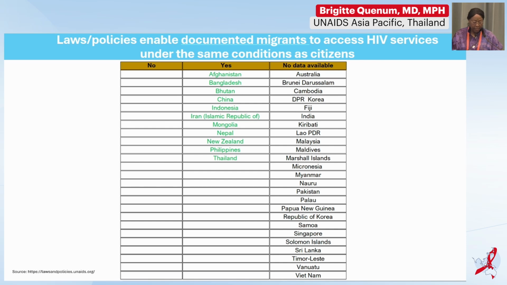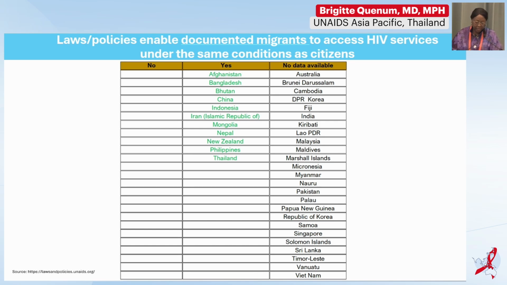This slide is based on the country response to the UNAIDS Global AIDS Monitoring report that is being conducted annually. And this is about the laws and policies that enable documented migrants to access HIV services under the same conditions as citizens. In 11 countries, documented migrants, these are the countries under yes and in green, can access HIV services under the same conditions as citizens, which is commendable.